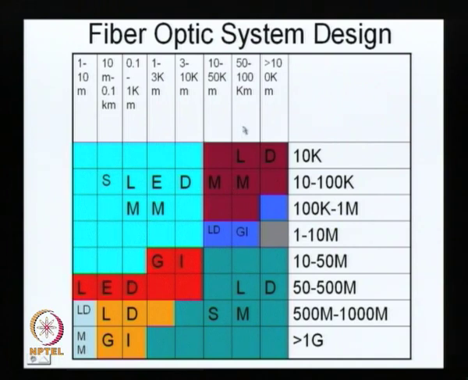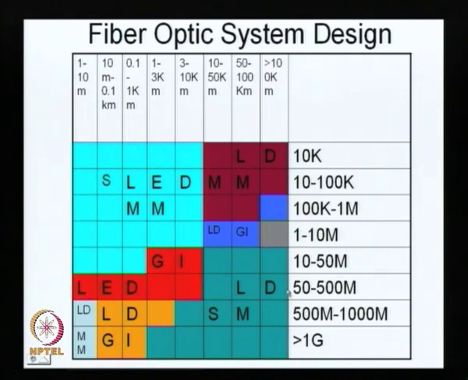When the distance become large, even for low data rates, you require large power, and then you have to go to the source, which is LD, laser diode. Though dispersion may not be very significant, so we can still use multimode fiber, but the source has to be laser diode because the power requirement is large.